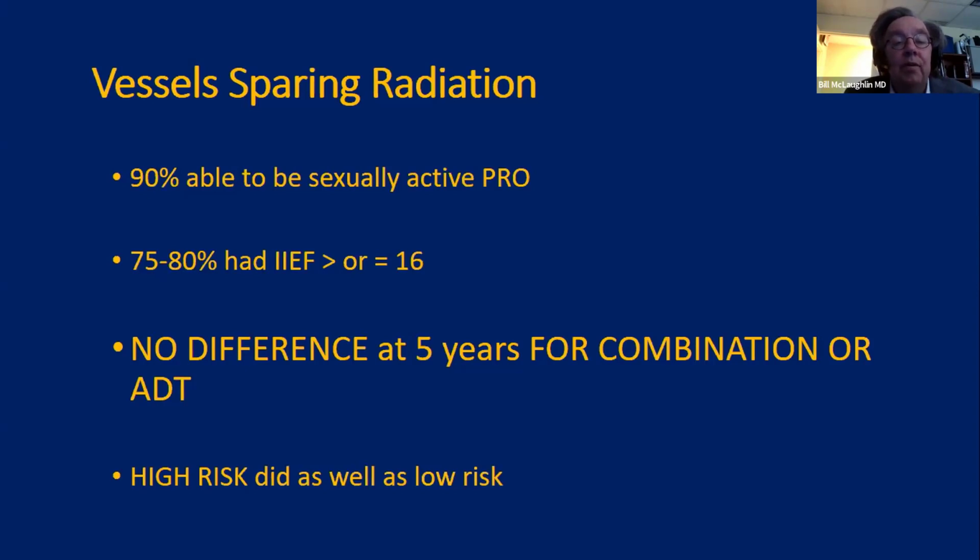90% were able to be sexually active at 5 years. 70% had decent erections by this IIEF score. I won't go into that, but that's 16. Any man over 70 would take a 16 for their erection scale. No difference at 5 years for combination for ADT patients. So these are men with bad cancers. They got seeds plus beam. And they also had 90% preservation of sexual function.